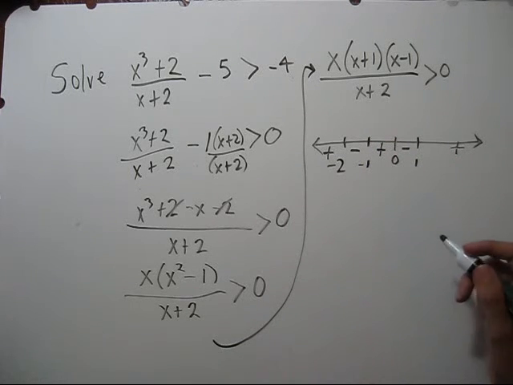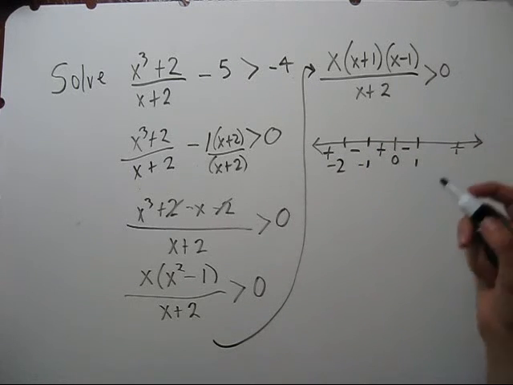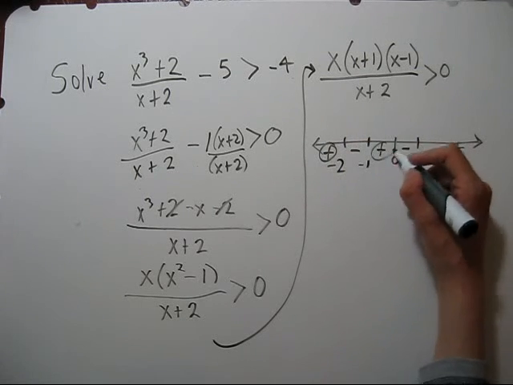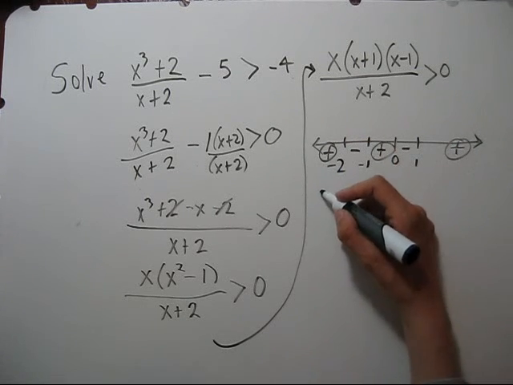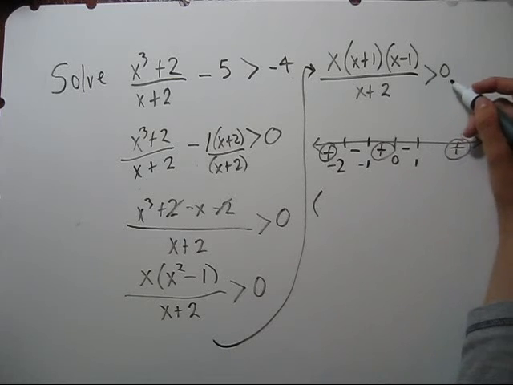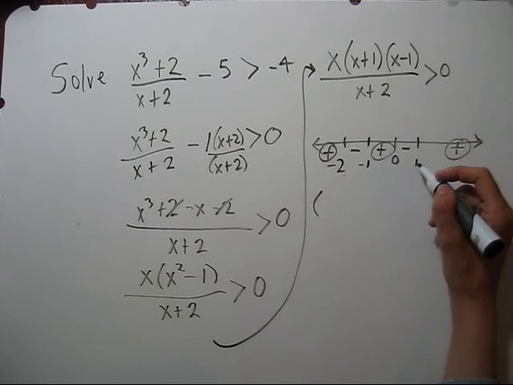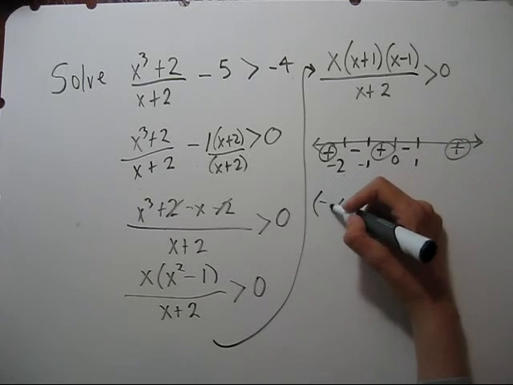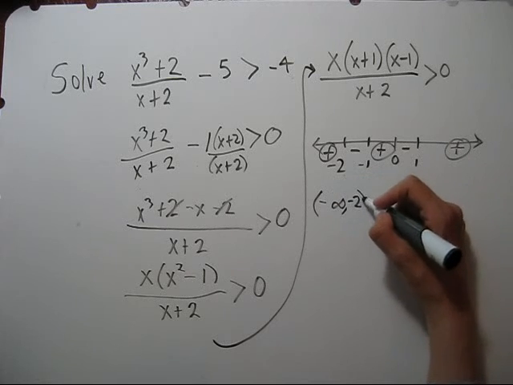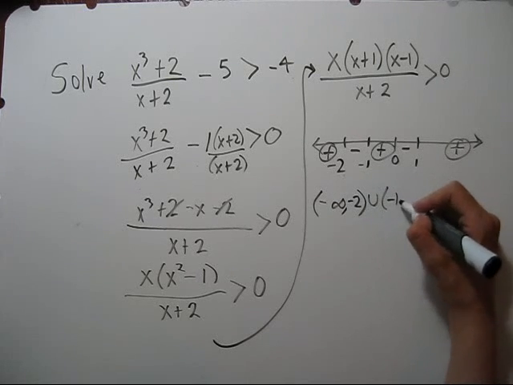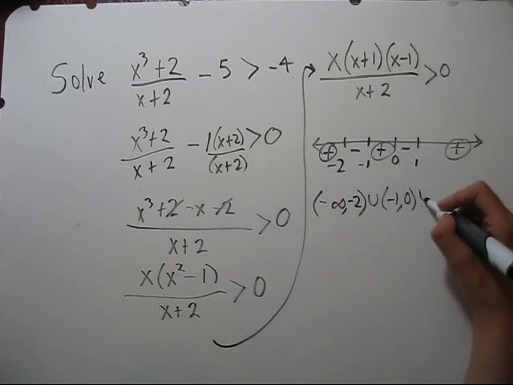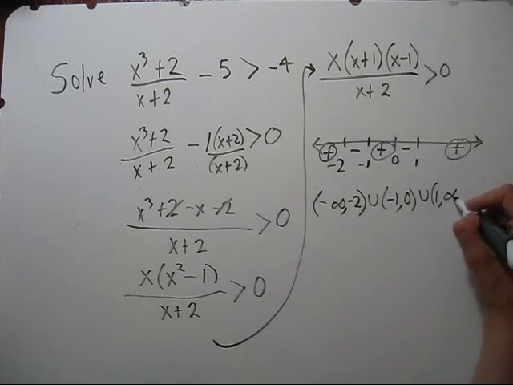Now let's interpret the number line. We want greater than 0, so we want our positives. And we don't want it equal to 0, so we won't include any of these zeros. So we have negative infinity to negative 2, union, negative 1 to 0, union, 1 to infinity.